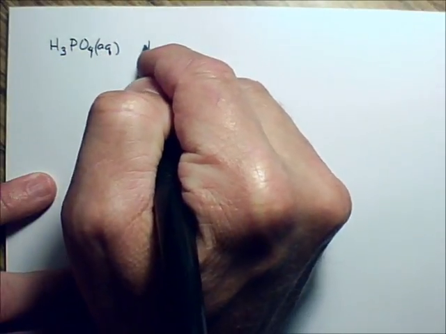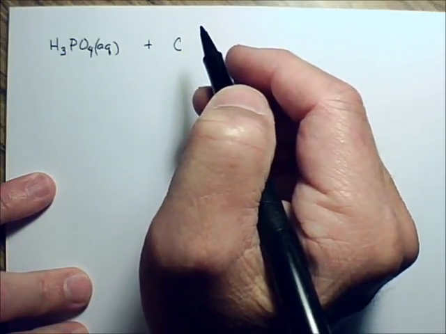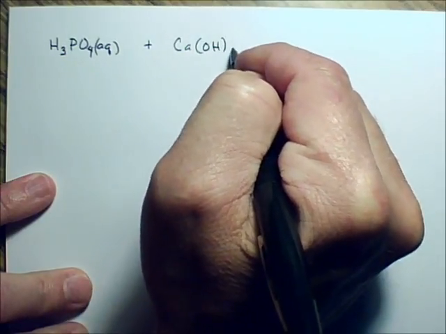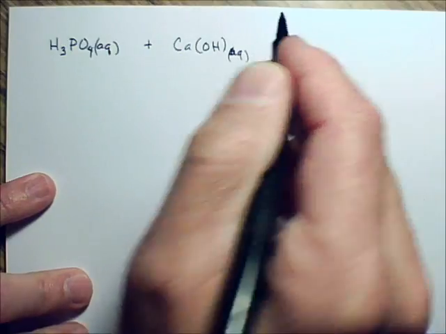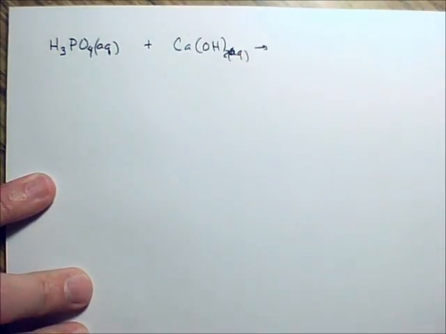And then we're putting it with, what was it, calcium hydroxide? Is that what I put on the board a minute ago, calcium hydroxide? Okay. Yeah. All right. So then we've got to predict the products.